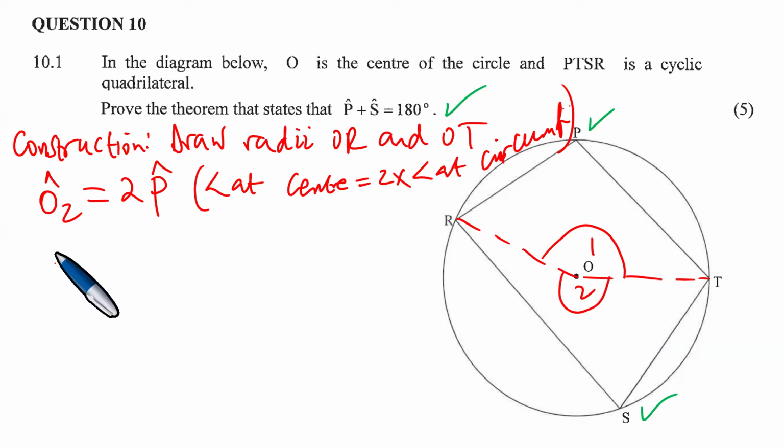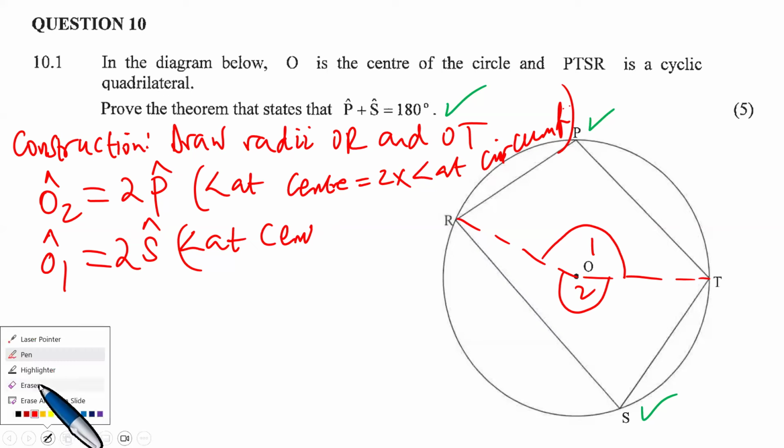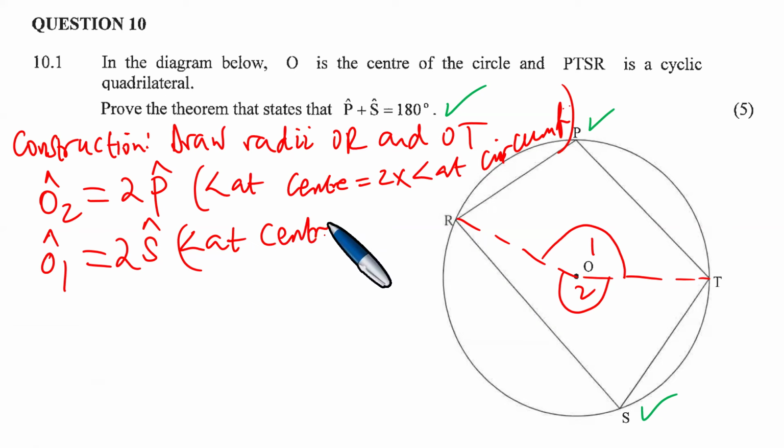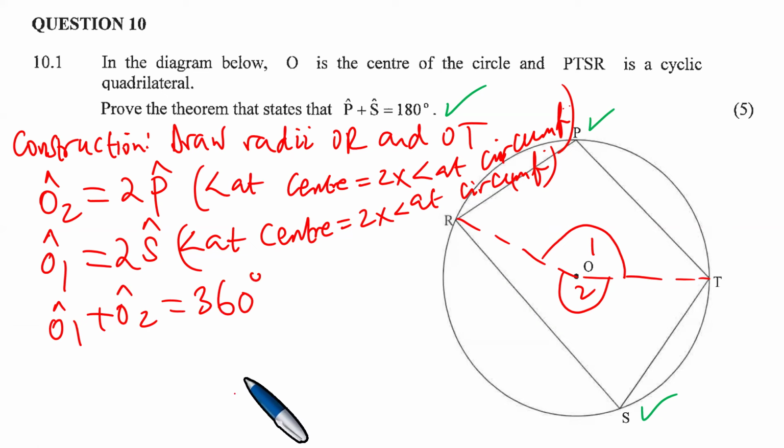And then we have angle O1. Angle O1 is this one here, which is twice angle S. Angle at center equals 2 times angle at circumference. And then we have angle O1 plus angle O2, which is 360 degrees. Why is angle O1 plus angle O2 equal to 360?